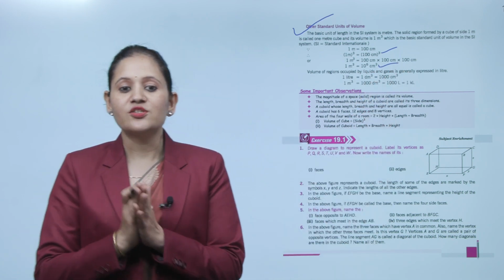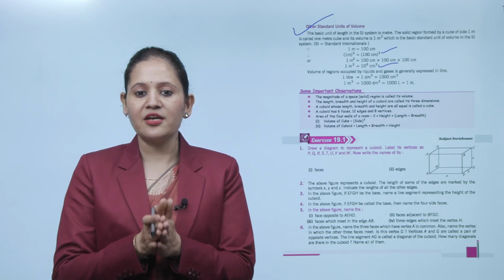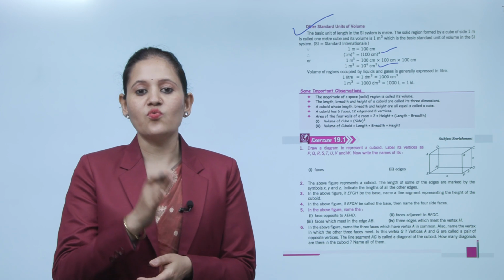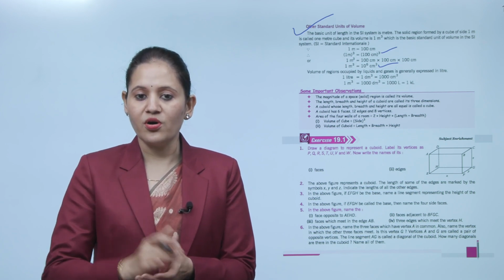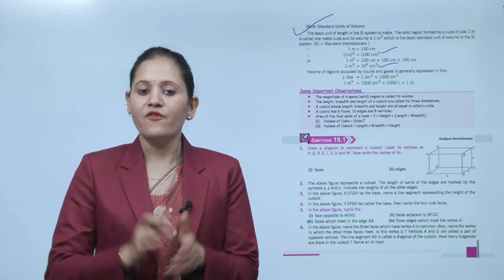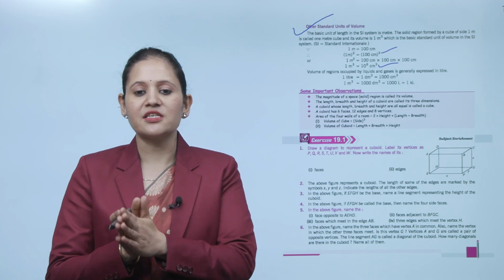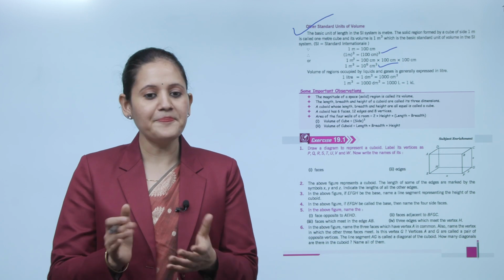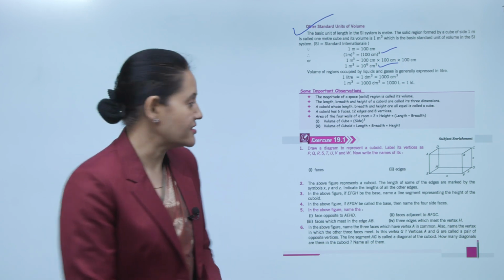Clear? The volume of a region occupied by a liquid or gas is generally expressed in liter. So 1 liter equals 1 decimeter cube or 1000 centimeter cube. 1 meter cube equals 1000 decimeter cube equals 1000 liter equals 1 kiloliter. Clear? Next is some important observations.